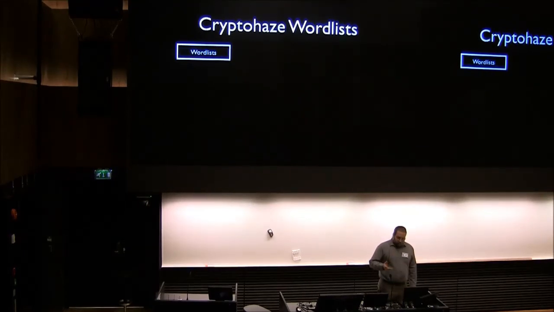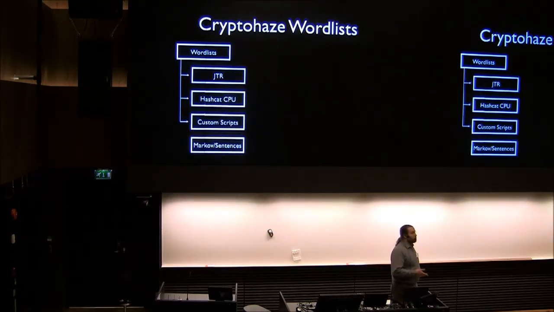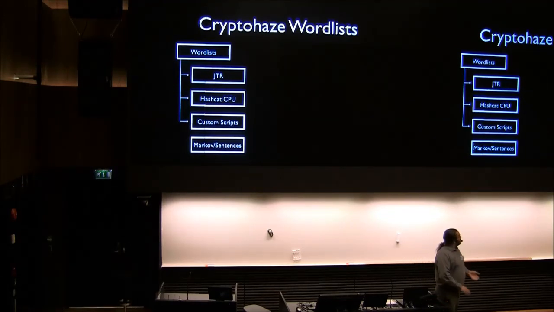The pen tester, or attacker, starts with their word lists, and then runs them through whatever tool they wish to use. You can use John the Ripper, you can use the Hashcat CPU version, you can use custom Python scripts. You can also generate your guesses based on Markov chains, sentences, or any other particular technique that you so desire.